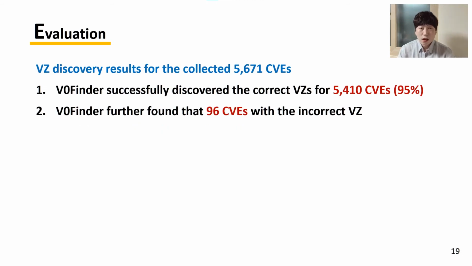As a result, we confirmed that V0Finder successfully discovered the correct VZs for 95% of collected CVEs. Surprisingly, V0Finder found 96 CVEs for which current vulnerability databases provide the incorrect VZ. The impact of the correctness of VZ will be introduced in the later slide.